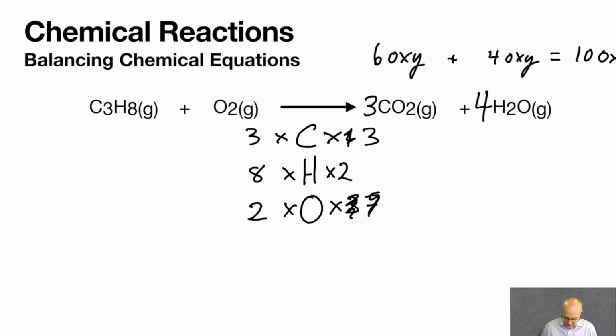All right, so we got 10 here. In hydrogen, we have 8. 4 times 2 is 8. All right, so now we're going to put a 5 here, and that'll give us 10.